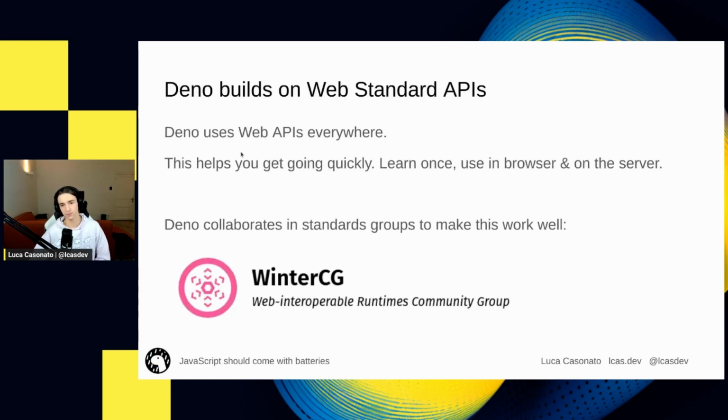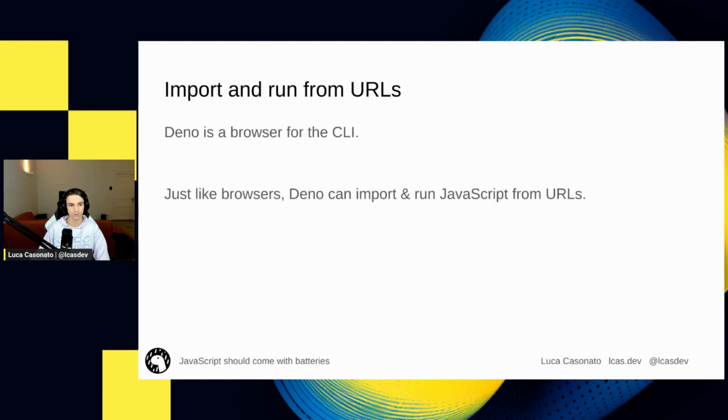Deno uses web standard APIs everywhere. This helps you to get started quickly. You learn once. You can use it both in the browser and on the server. And we really try to put a lot of effort into this. For example, we collaborate in a community group at the W3C called WinterCG, which tries to make using web standard APIs across different server-side runtimes really easy. And actually, WinterCG was founded by Deno and Cloudflare originally. So we have a vested interest in making web standard APIs work well.